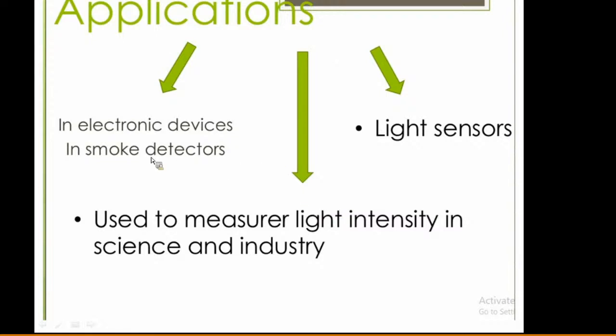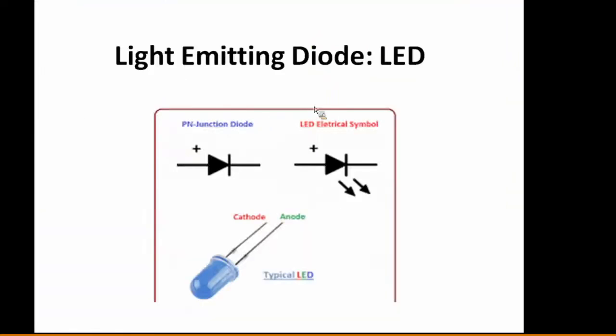Okay. Now, what are the basic applications of photodiodes? They can be used in electronic devices and smoke sensors. Nowadays, in the majority of places such as hotels, people are putting in smoke sensors. If a sensor detects some amount of smoke, it will give an alarm. We can also apply photodiodes in light sensors, where they are used to measure light intensity in science and industry. So these are the main applications of your photodiode.